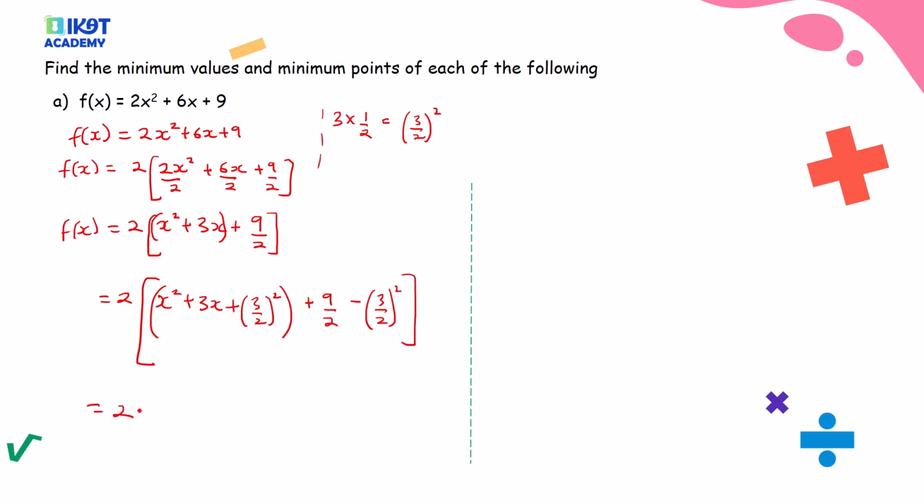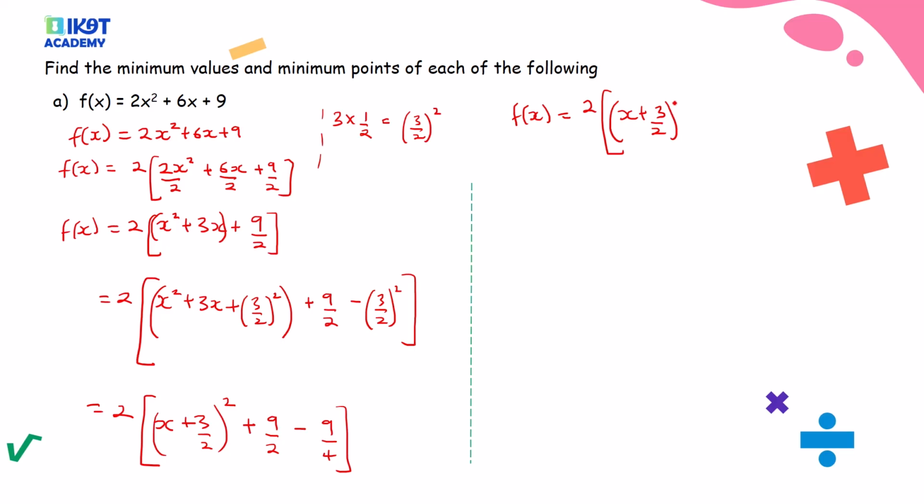Then we have 2 is equal to, we pick the x because now we have formed our perfect square. We pick the x, then we pick the sign after it, which is a plus. Then we bring 3 out of 2. This is squared plus 9 out of 2 minus 9 out of 4. So now we have f(x) is equal to 2 into x plus 3 out of 2 squared.